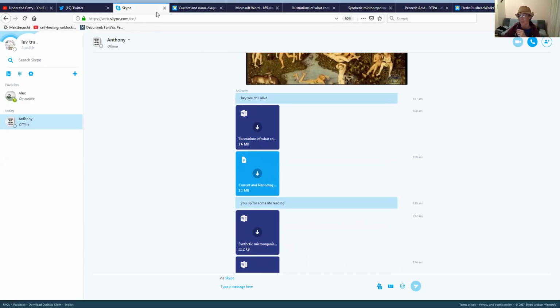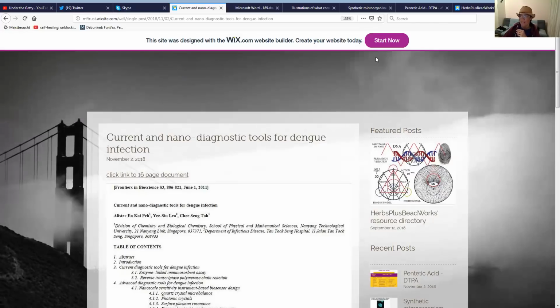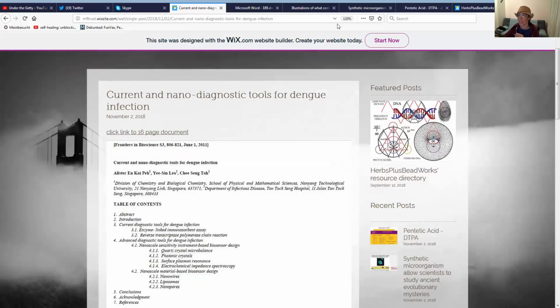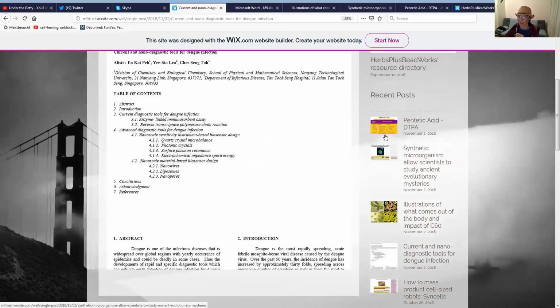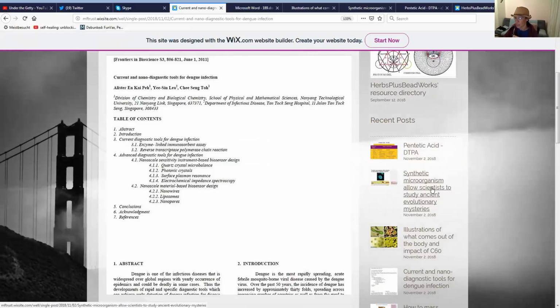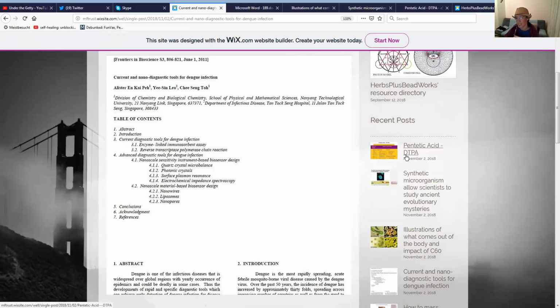So the first one, and I've been working on it today, comes back to this source here. Here's the first one. It's called Current and Nano Diagnostic Tools for Dengue Infection. Now, the other three that were included are illustrations of what comes out of the body and impact of C60, and also synthetic microorganisms allow scientists to study ancient evolutionary mysteries, and pentetic acid, DTPA.